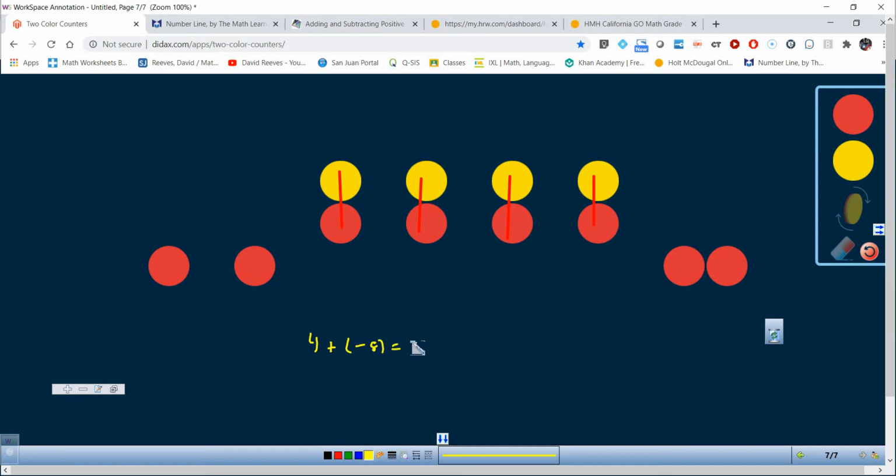Okay, what do I have more of? I have more negatives. All right, how many more do I have? Well, I look at the absolute value. 8 take away 4 is 4. I have 4 more negatives. Let me do that again. That's kind of sloppy. All right, it was positive 4 plus negative 8. Okay, I have more negatives, so my answer is negative. And if I subtract the absolute values, 8 take away 4 is 4. Not 8, Mr. Reeves. Okay?